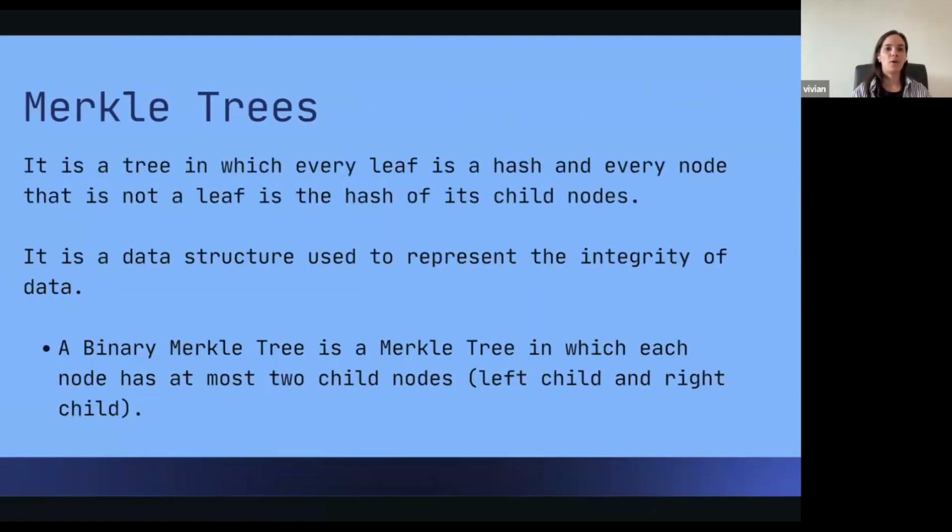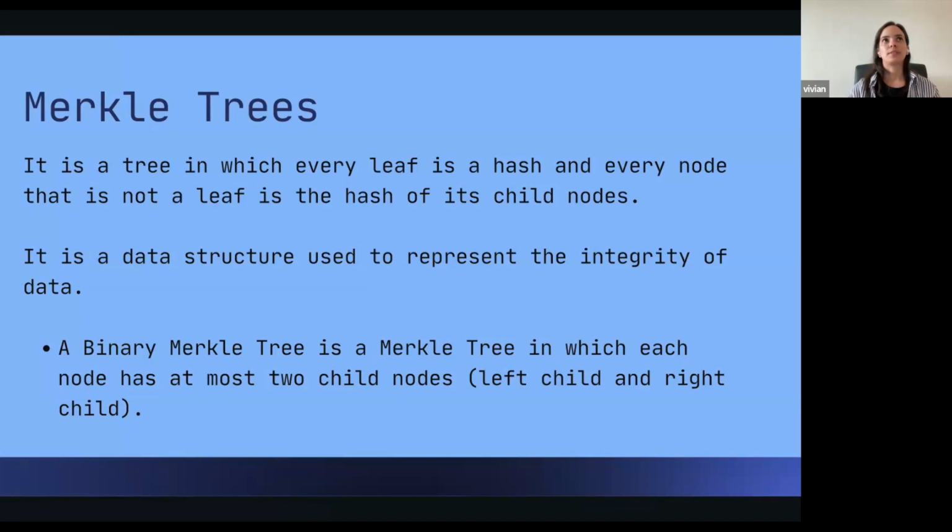Let's talk a little bit about Merkle trees. A Merkle tree is a tree in which every leaf is a hash, and every node that is not a leaf is the hash of its child nodes. I will show a diagram so people can understand more about it. It's a data structure used to represent the integrity of data.